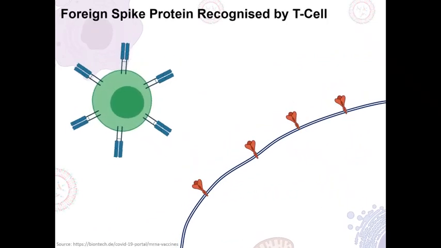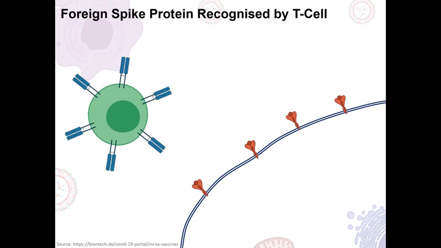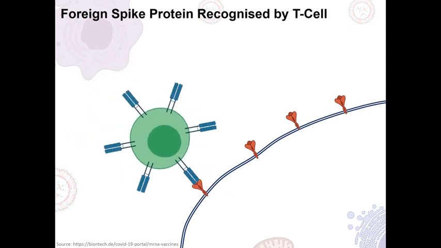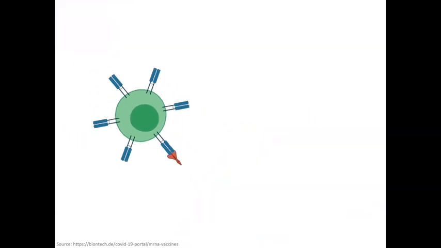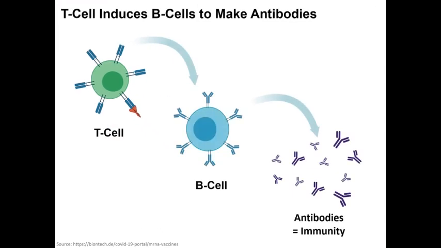The T cells in our body recognize this foreign spike protein and they bind to it. These T cells now induce B cells, and it's the B cells that make the antibodies that give us the immunity to the virus.